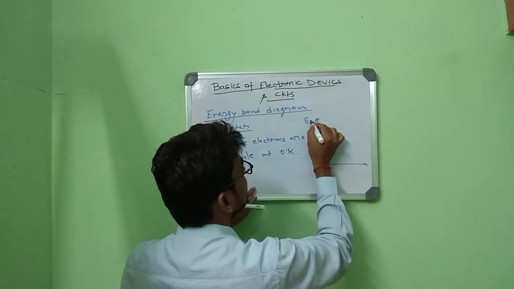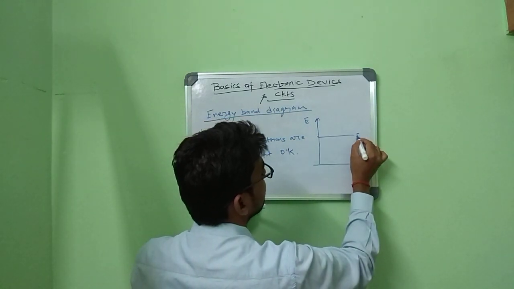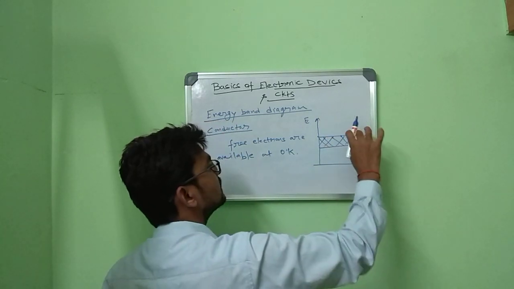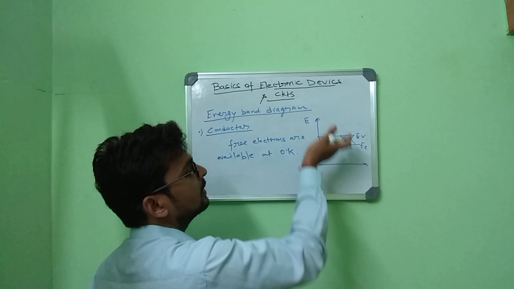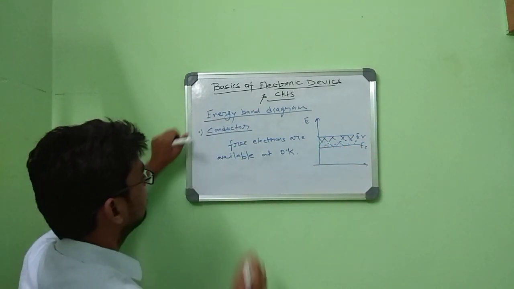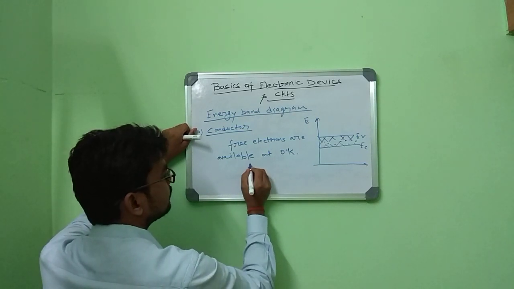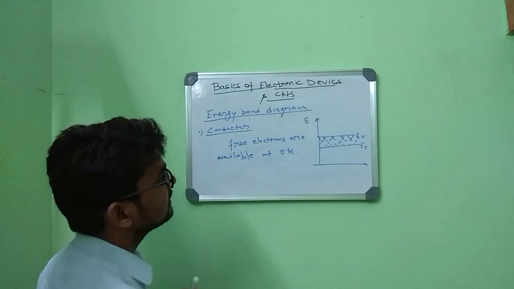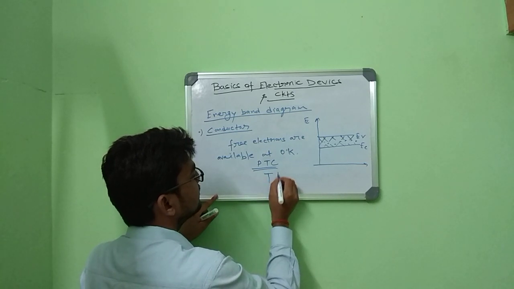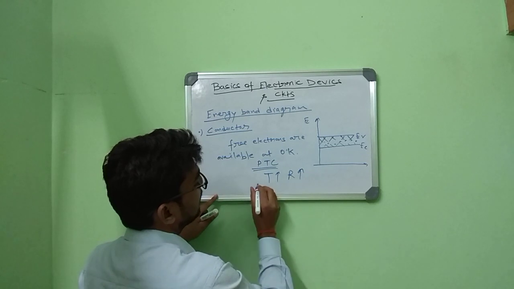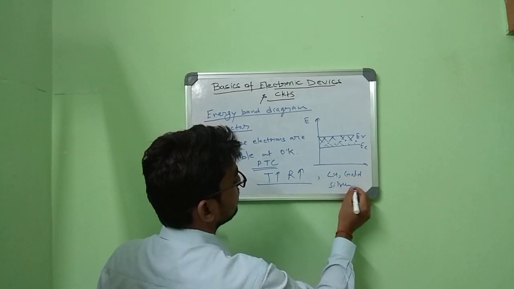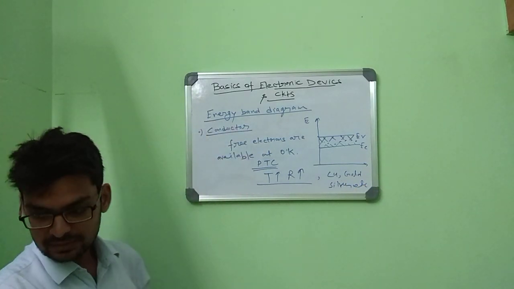And this is your energy band diagram. This is your energy axis, this is your EV and this is your EC. These should overlap for conductors. These two, EV and EC, are overlapped, meaning free electrons are available in the conduction band of conductors to conduct. This is also called a positive temperature coefficient, because if temperature increases, mobility decreases, which means resistivity increases. Examples: copper, gold, silver, etc. These are conductors.